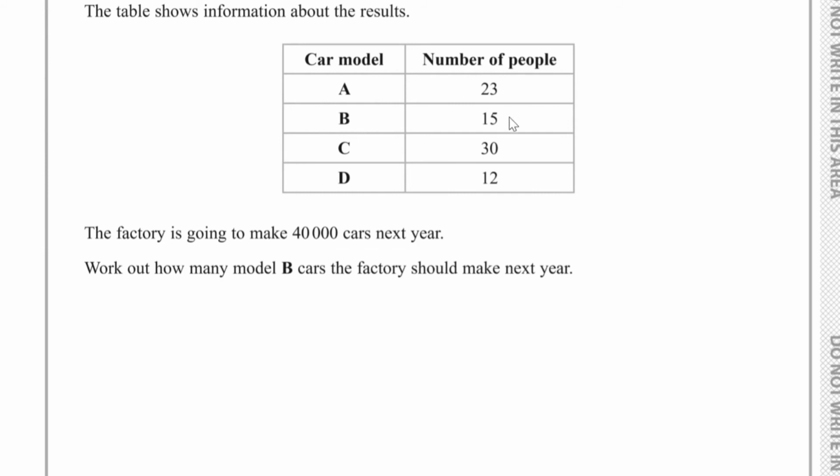Well, we've got 15 who like Model B out of the 80, and we're going to assume this is representative of the 40,000, and so if I multiply this fraction by 40,000, what we end up with is 7,500. So we've got 7,500.